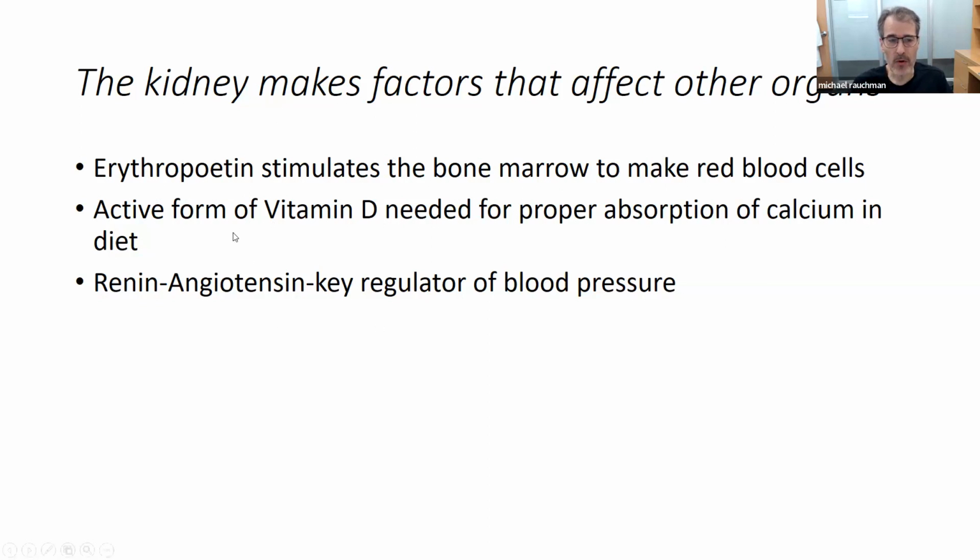The active form of vitamin D requires the action of cells in the kidney. And then hormones in a system called renin-angiotensin, which are a key regulator of blood pressure, are also made in the kidney as well as in other organs.